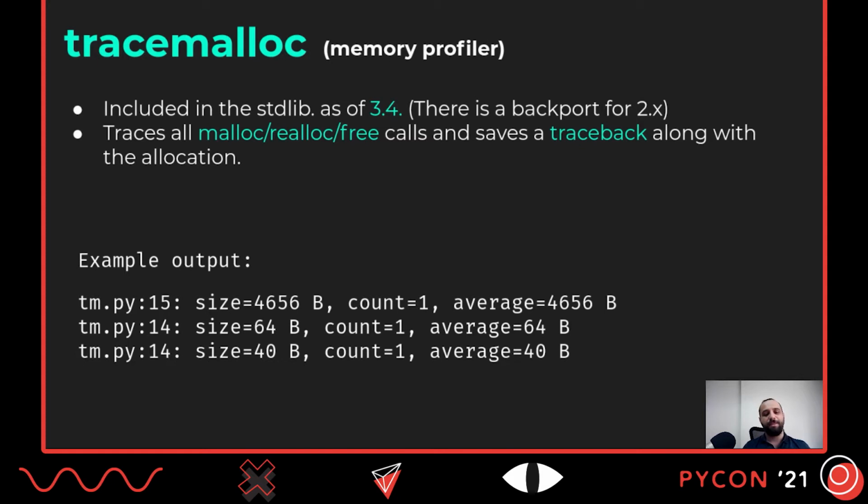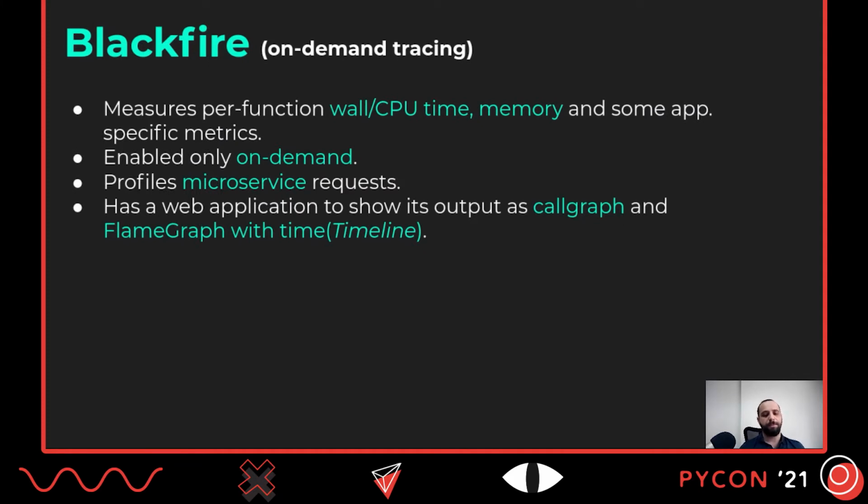Tracemalloc is a memory profiler that's included in the standard library since 3.4. What it does is trace all malloc, realloc, and free calls and save a traceback along with the allocation. Thus, you can trace C extension allocations as well, and you can see the memory consumption of each of these allocations.